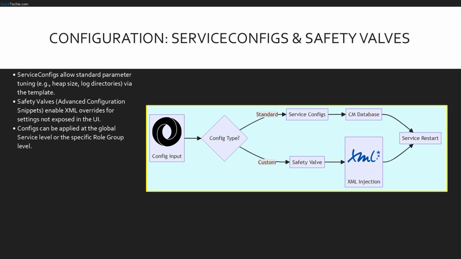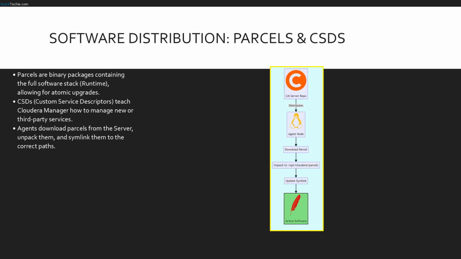If it's a standard config, it updates the CM database directly. If it's a custom safety valve config, it is injected as an XML snippet. Both paths converge at service restart, which is required for the agents to pull the new configurations and apply them to the running processes. How does software actually get to the nodes?